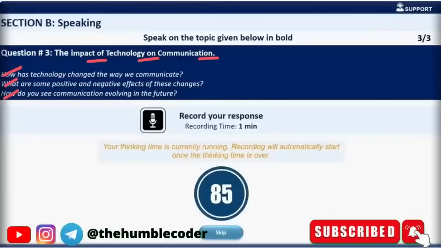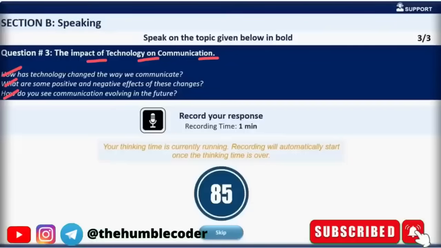Technology has revolutionized how we communicate, making it faster, more convenient, and global. Platforms like social media, messaging apps, and video calls allow us to connect with anyone, anywhere in real time. This has broken down barriers and made sharing ideas easier than ever.